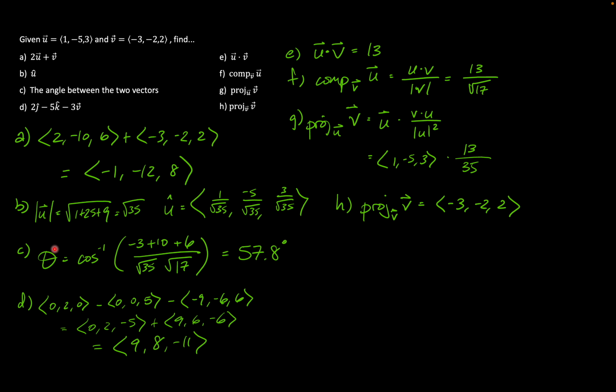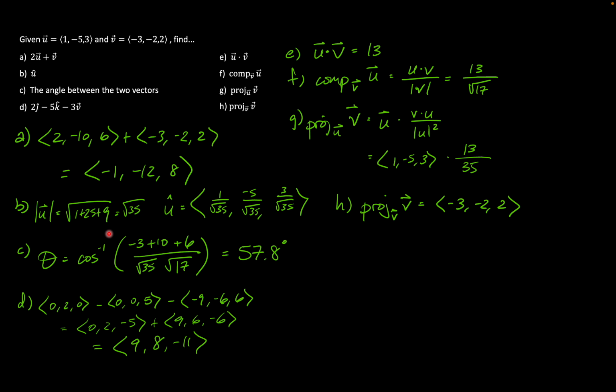For part C, I'm going to need a dot product, so I will actually do part E first. The dot product is simply multiplying the x coordinates together, the y components together, the z components together, and adding them all up. So 1 times negative 3 is negative 3. Negative 5 times negative 2 is plus 10. So far I have 7. Plus 3 times 2 is 6. 7 plus 6 makes 13.